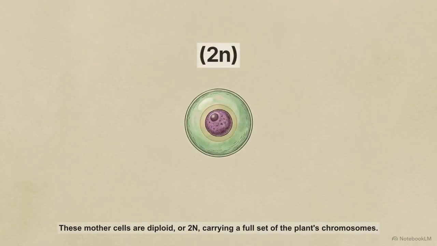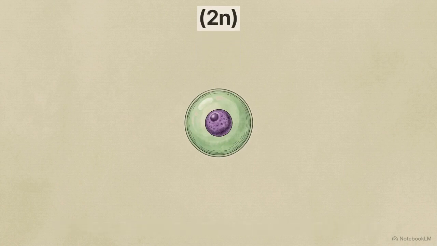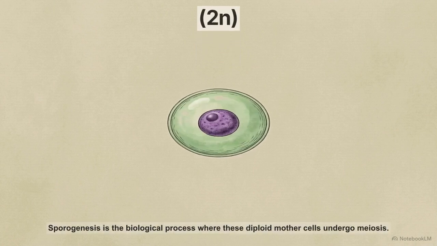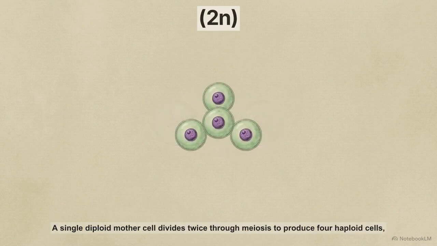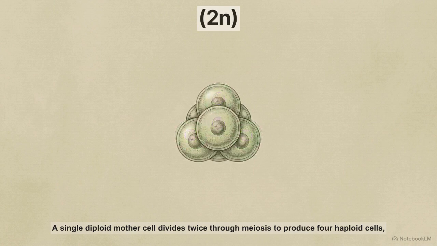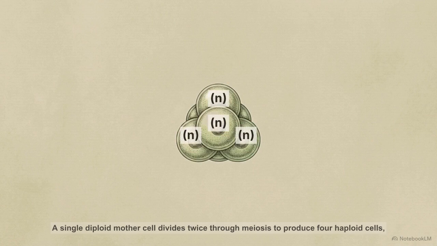These mother cells are diploid, or 2N, carrying a full set of the plant's chromosomes. Microsporogenesis is the biological process where these diploid mother cells undergo meiosis. A single diploid mother cell divides twice through meiosis to produce 4 haploid cells, known as a microspore tetrad.